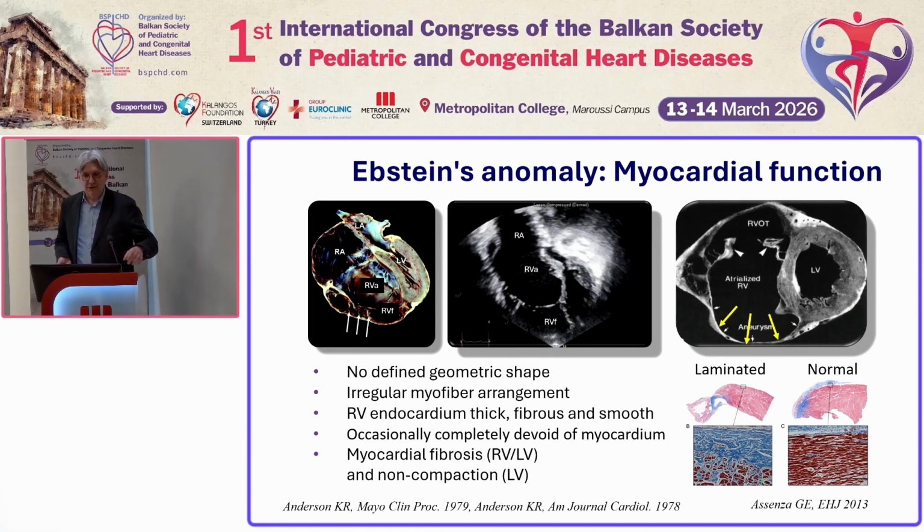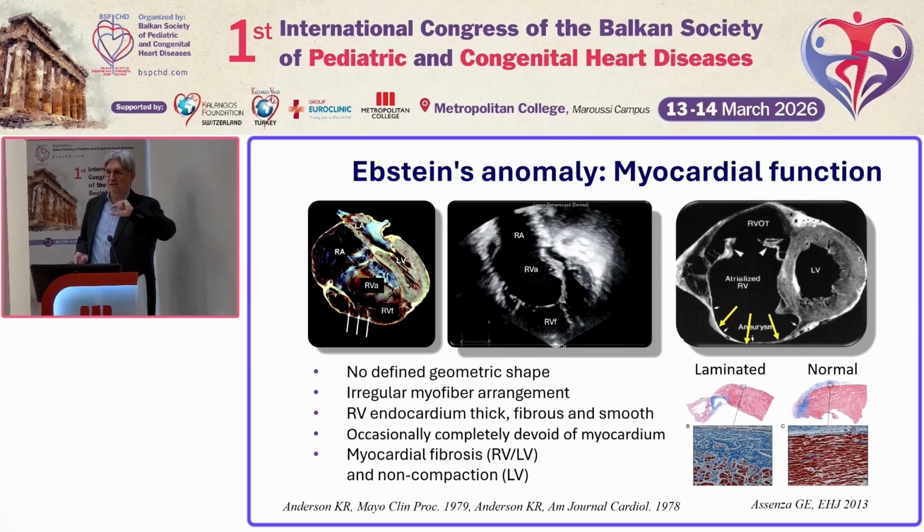If you look at the myocardium, there's no defined geometrical shape. The myofiber arrangement is completely irregular. There is a lot of myocardial thickening and endocardial fibroelastosis. It starts already in fetal age. There are very good histological data from postmortem fetuses, and they confirm that the fibrosis starts very early in gestation. And when we look with Andrew Cook and use a little light, sometimes the atrialized right ventricle is paper thin.